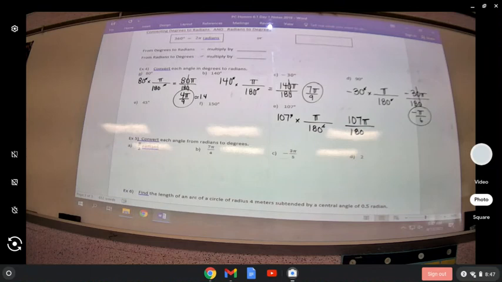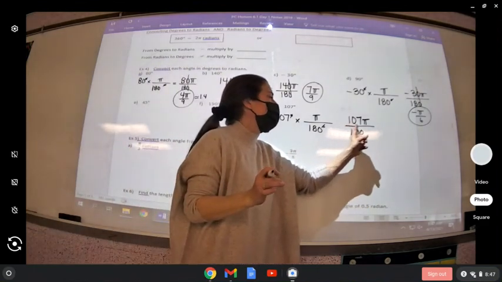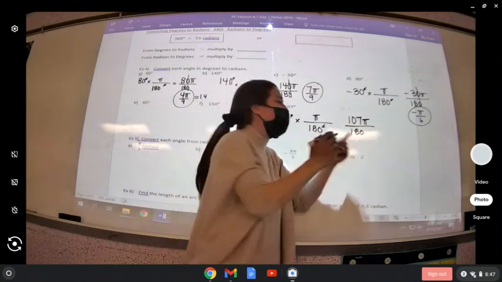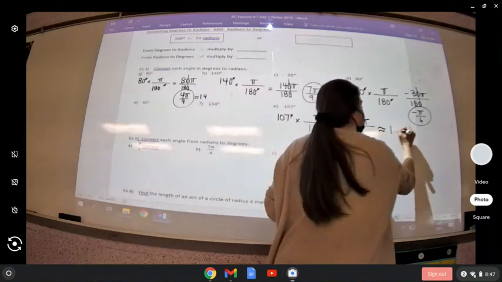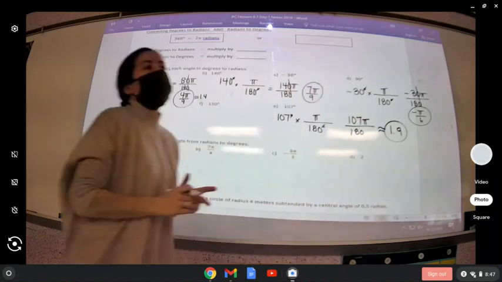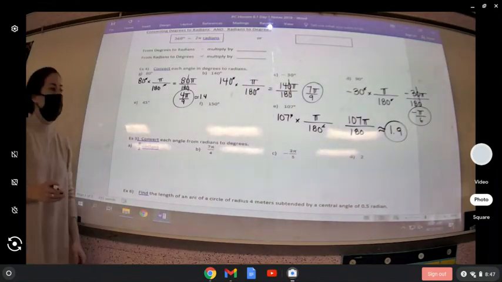But because it's so weird and it's not a really nice reduced fraction, a lot of times with that one, they will ask you to convert it to an estimated decimal. So if you do 107 times pi and divide it by 180, it's about, what did I say, 1.9. 1.9 radians. It's almost 2 full radiuses that make up that arc.